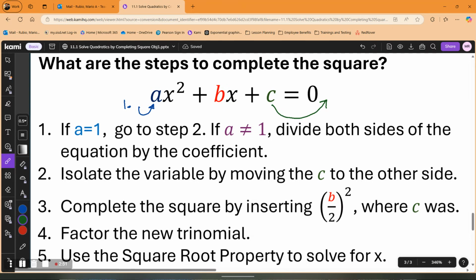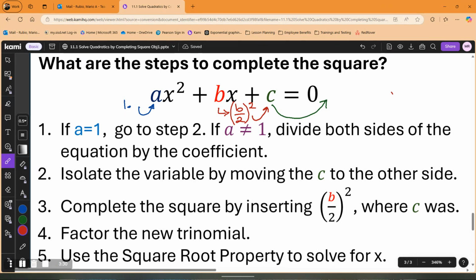And then we're going to complete the square. This is actually what completing the square is. I mean, all these steps together are completing the square, but this is the important part. We substitute whatever b is. We take that number, divide it by 2, and then we square that, and we put it right here where c was. So the number that we just moved, we're going to leave a space, and then we're going to write this number in there. Then we're going to factor the new trinomial like we've learned in the beginning of this 9 weeks, and then we're going to use the square root property, which we learned yesterday.